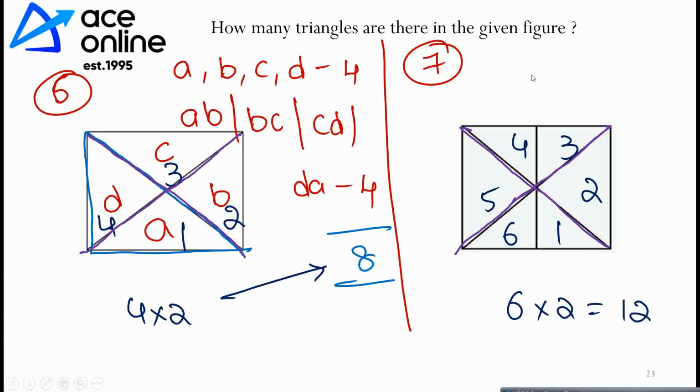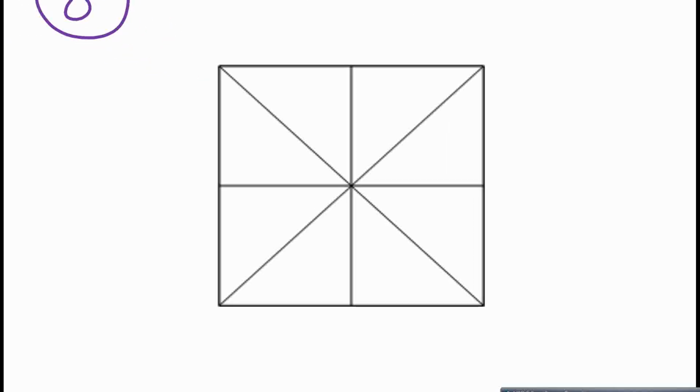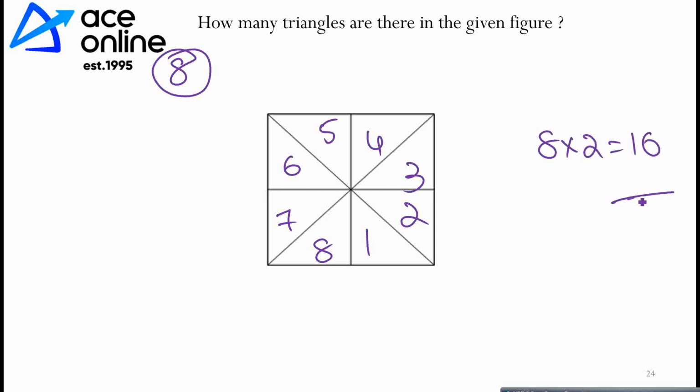I'm sure. Now, what about this diagram? 16. Here, how many? 1, 2, 3, 4, 5, 6, 7, 8. And two diagonals are available. Then you can apply the shortcut. 1, 2, 3, 4, 5, 6, 7, 8. So 8 2 times, 16. So okay, 16 triangles. Sir, this is easy.